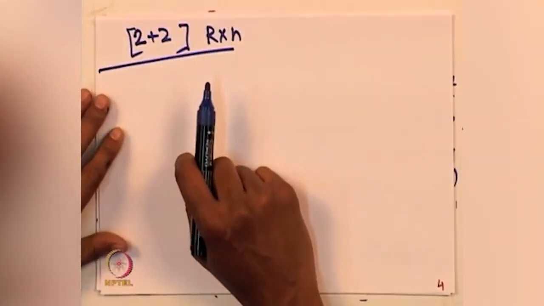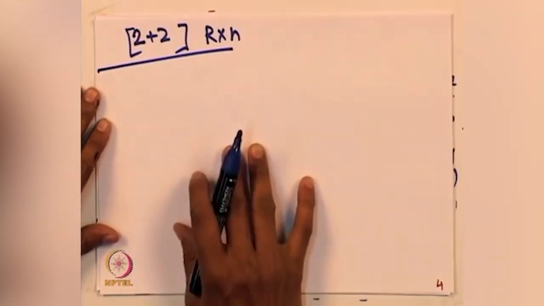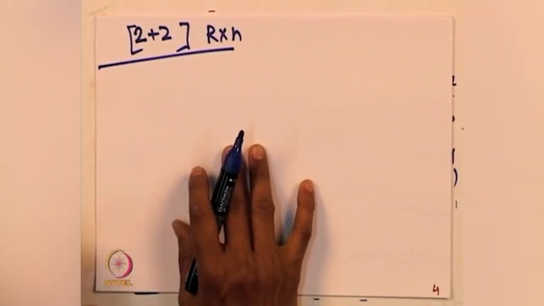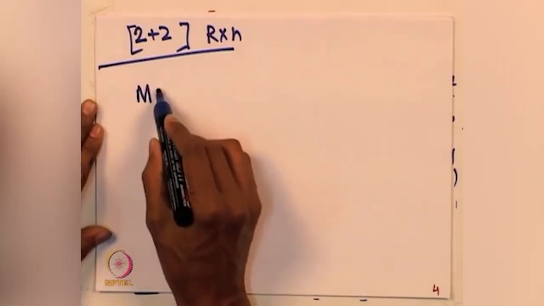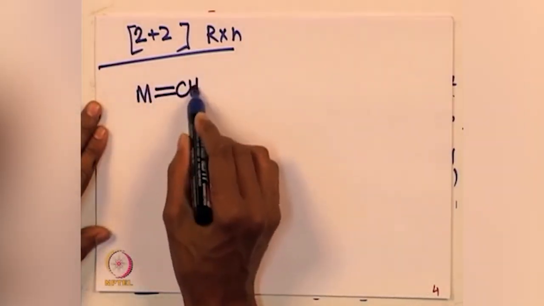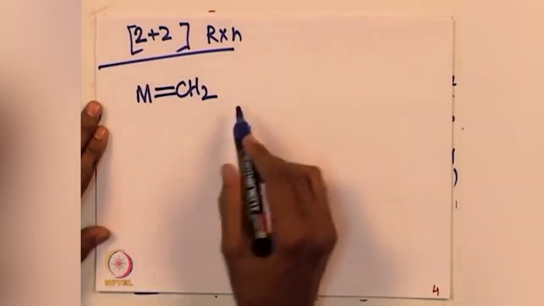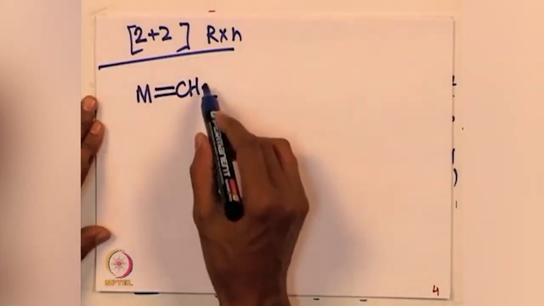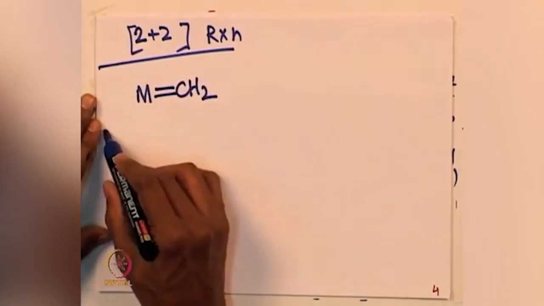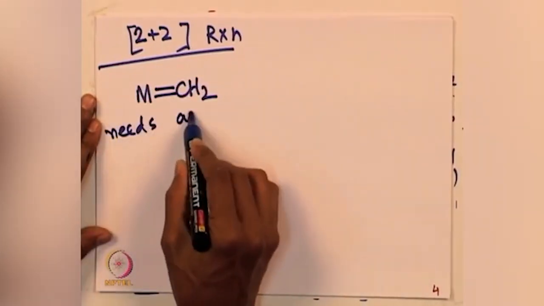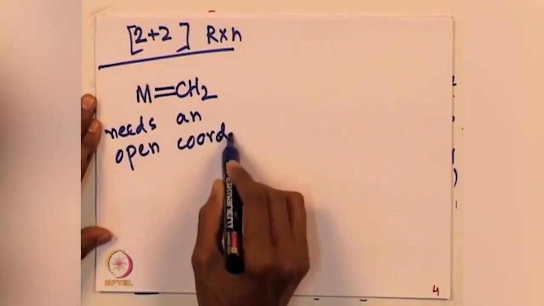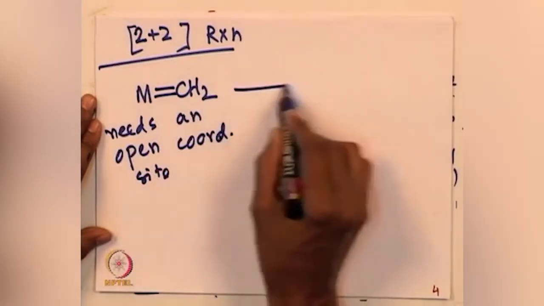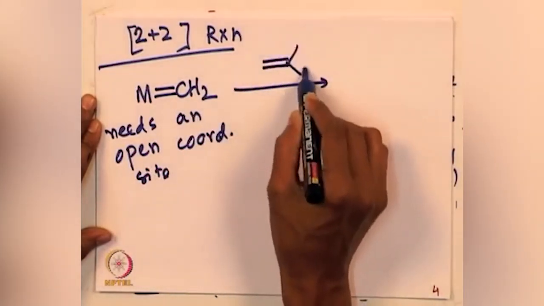So the next topic we are going to discuss is 2 plus 2 reactions. For a 2 plus 2 reaction, one could imagine that there is a necessity of having a pi bond in both the coupling partners. One of the most common and simple ways of writing these examples is a metal carbene intermediate. Of course, it needs an open coordination site for this reaction to happen, and an olefin like this.